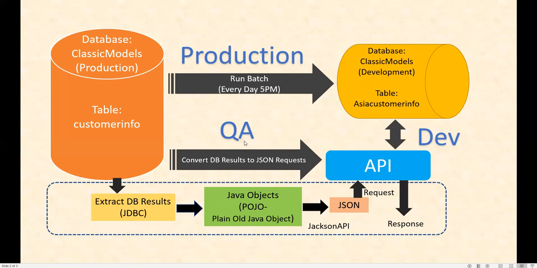As a QA, the first thing we need to do is convert these database results. We need to extract the data from this database using JDBC. Let us say I have Asia country, with 5 records stored in this database today. At the end of the day, the batch runs and the same 5 records will be stored in the development database. As a QA, I need to verify that whatever 5 records are in the production database table, the same records are there in the development Asia customer info table.